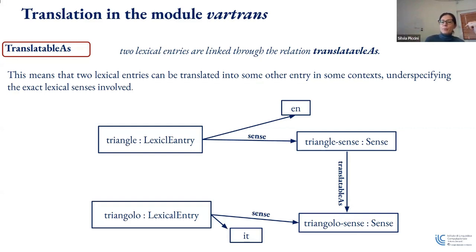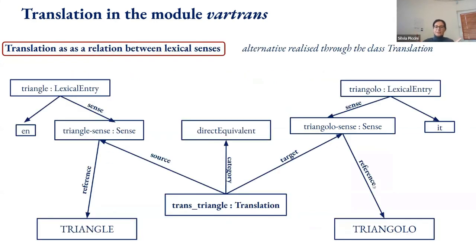The second way is a reification of this property. What is this technical term, reification? Reification is just transforming a property, a relation, into a class. So that's why we have the other way. We have the class translation, as you can see here.